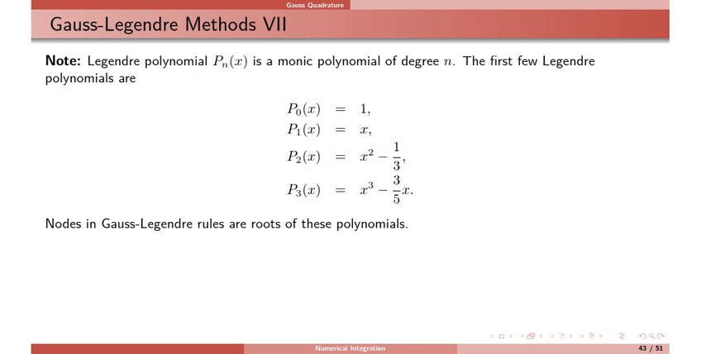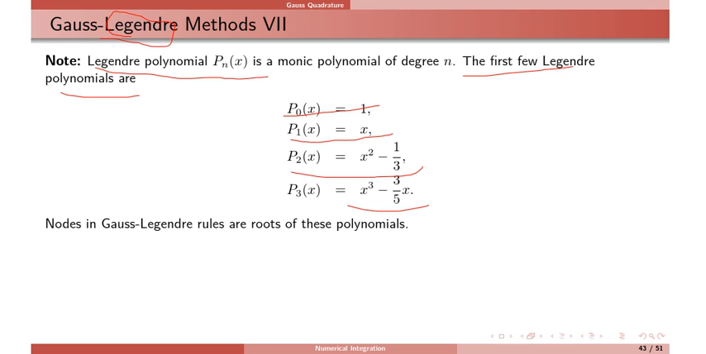Okay. So now I will talk about why we are using this name Gauss-Legendre formula. Legendre polynomials in mathematics or in applied mathematics are used everywhere. They are monic polynomials of degree n. Monic means they are just 1, x, x square, etc. So the first few Legendre polynomials are given by: first is 1, second is x, third is x square minus 1 by 3, and then x cube minus 3 by 5 x.